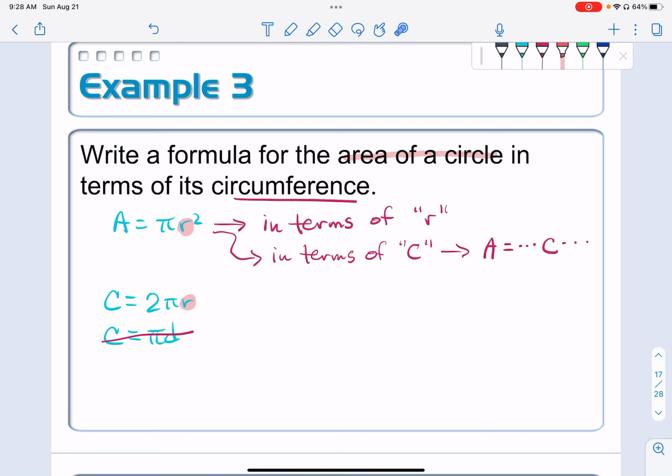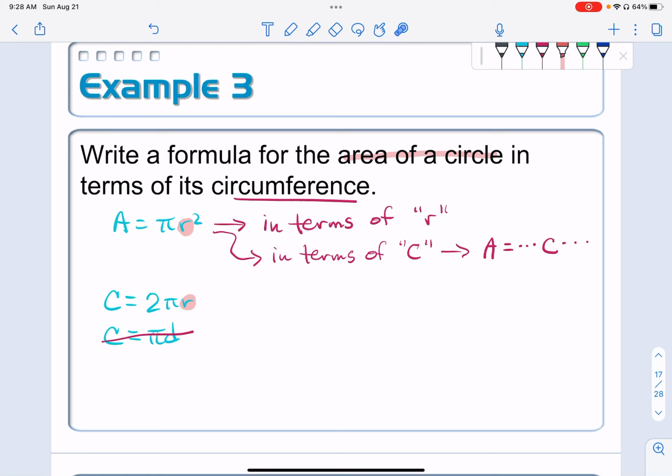I just now have to make a decision. Which one of these equations am I going to solve for this r that they have in common? And the answer is you have to leave the area formula alone because that's the formula that the question's asking you to write, which means we're going to take the circumference formula and solve it for r. And whatever we get, we're going to plug that or substitute that in the place of the r.